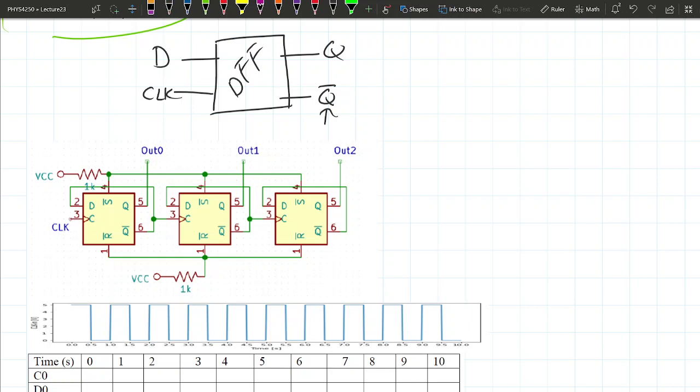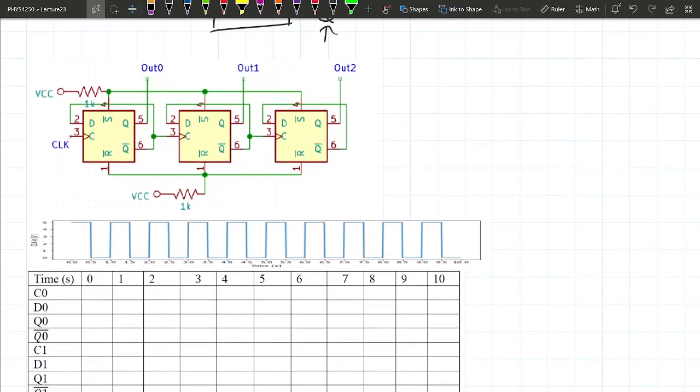This is a kind of complicated diagram, and I don't expect you to design this out of thin air. I do expect you to take this and make it 6 bits and 7 bits and stuff like that. Hopefully that's okay. But let's see how this works.